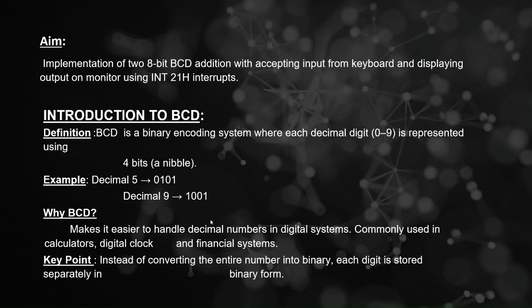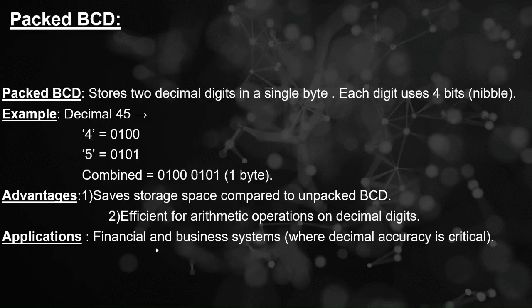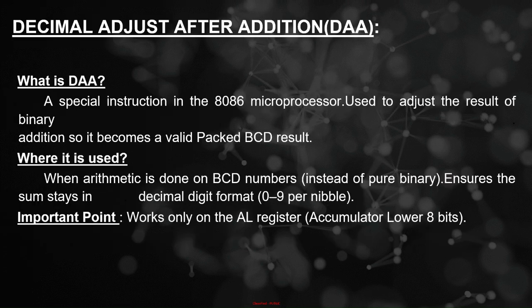In BCD, each decimal digit 0 to 9 is stored in 4 bits, a nibble. In this project, I use packed BCD, where 2 digits are stored in a single byte. The high nibble stores the tens digit and the low nibble stores the ones digit. Now, why do we need DAA? When two BCD numbers are added in binary, the result may not be valid BCD.